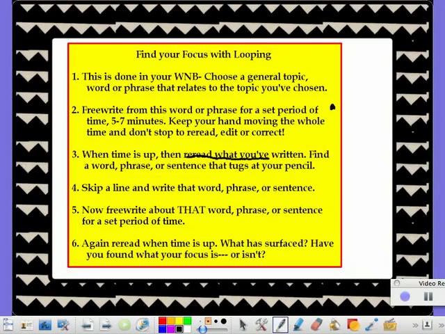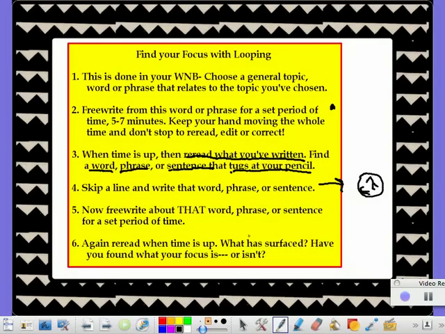And here's where it's a little different from free writing. You're going to reread, you're going to look for words or phrases or sentences that make you want to write more, that tug at your pencil. You're going to skip a line. And this time, you're going to start with the word, the phrase, or the sentence that you identified. And you're going to set your timer again. You're going to write for 5 or 10 minutes. Same exact way. Free writing, your hand keeps moving, you don't reread, you don't edit, you don't rethink until the timer goes off.